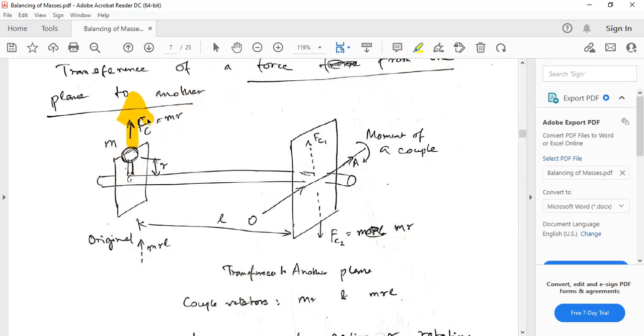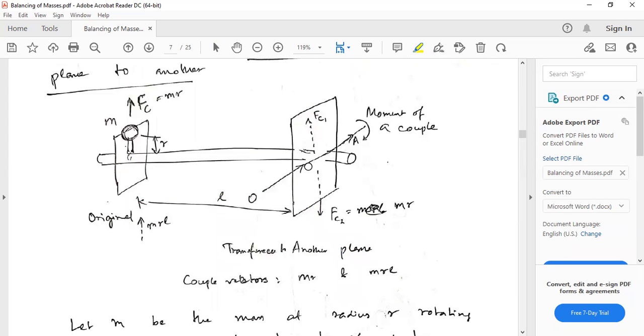We want to take this force here, but how to do it? We can take this force at a distance of L. This is the original one, and this is the transference to another plane. This was the original plane, and we have taken this force to this point. For that, once we take this force here, about the original plane it will cause a moment. This has to be cancelled by an equal and opposite moment. In that case only, there will be no change.